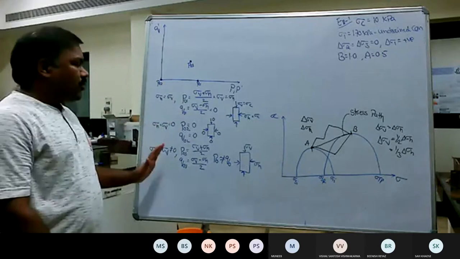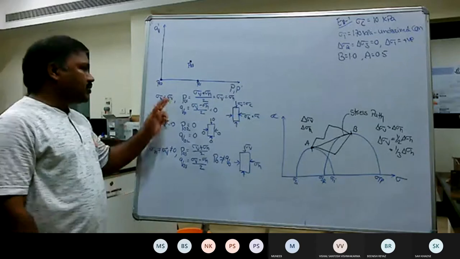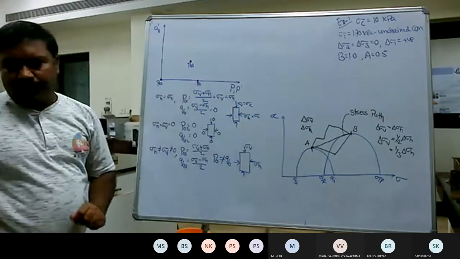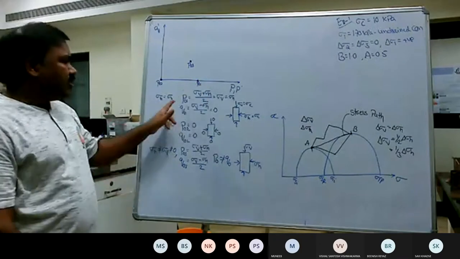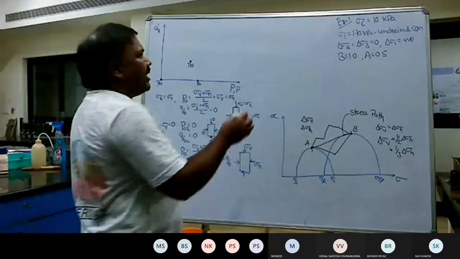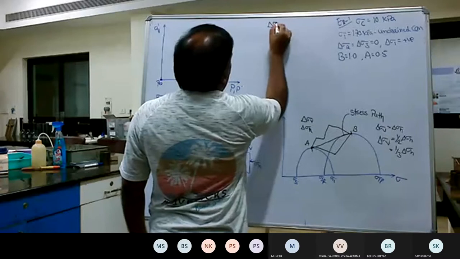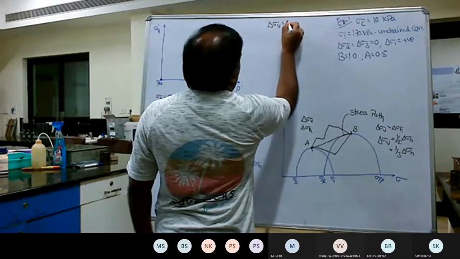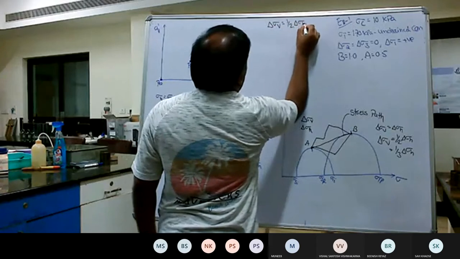Now, let me take the very first initial condition of sigma h is equal to sigma v. Now, I know this initial point. After the sample is subjected to the isotropic loading condition, I am now increasing the load such that delta sigma v is, we can say, half that of delta sigma h.